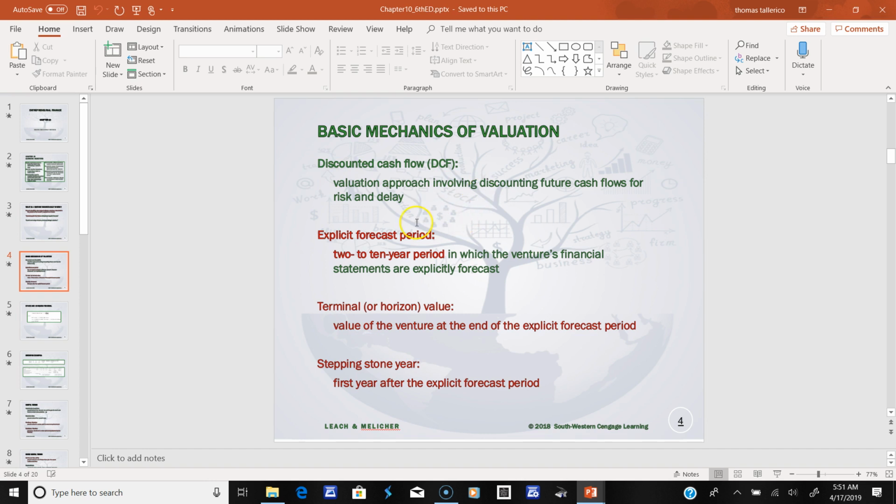If we look here, there's a couple of terms. There's what's called an explicit forecast period, and it's the 2 to 10 year period. A lot of you should have this in your budget, your financial plan, your business plan that you come up with. It's a 2 to 10 year period in which the venture's financial statements are explicitly forecast. And then what's termed the terminal value: after you get past this period, you want to know the value of the company that you've created at the end of your explicit period. So these red terms are really important. If you see red, as I mentioned many times, you really should have this on your sheet.